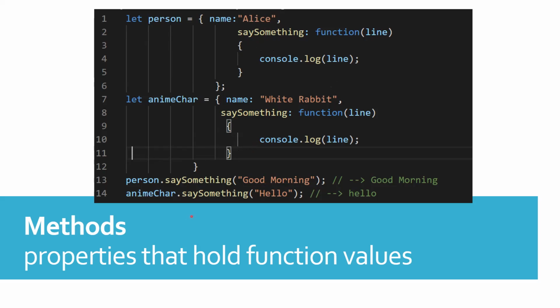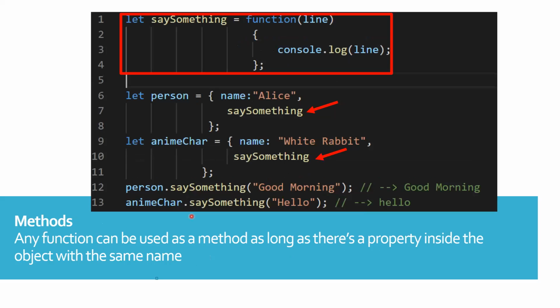But JavaScript is more flexible than that. We can have a function definition that is independent of the objects, and we get the objects to refer to it. So we have something like this.